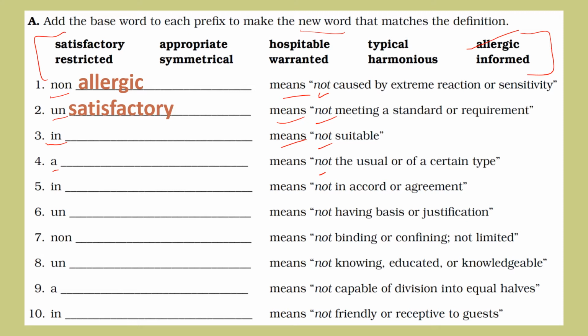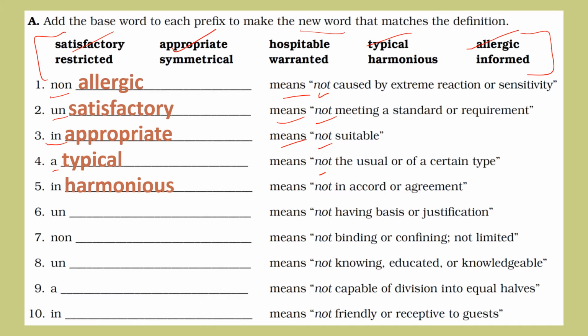Number three, not suitable. The word for suitable is appropriate. Let me cross this out. So appropriate, inappropriate means not suitable. Number four, the usual. The usual is typical or of a certain type. Yes, it's typical. So not the usual: atypical. So we have number five, in accord or agreement. So what do we have? Restricted, symmetrical, wanted, hospitable, harmonious. It's harmonious. So not in accord or agreement, inharmonious.